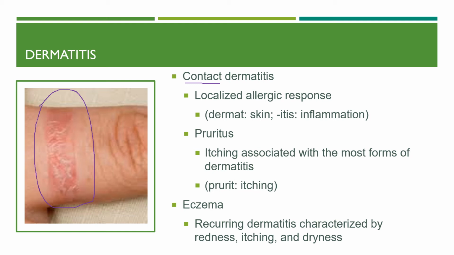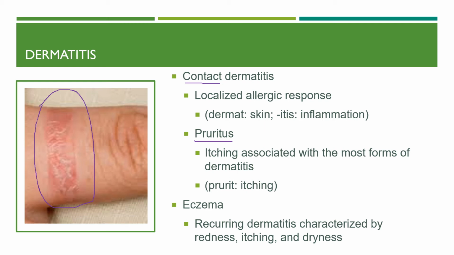Now, one of the things you often see along with dermatitis is a symptom of pruritus. Pruritus is itching. That's the fancy medical word for itching. So with dermatitis, you're going to see redness, you're going to see itching, and you treat it by getting rid of the allergen, whatever the person was allergic to.